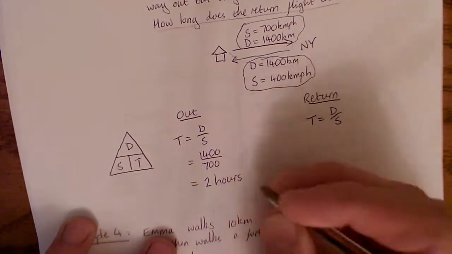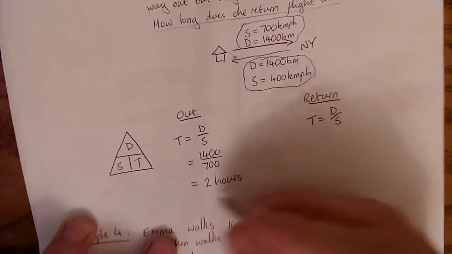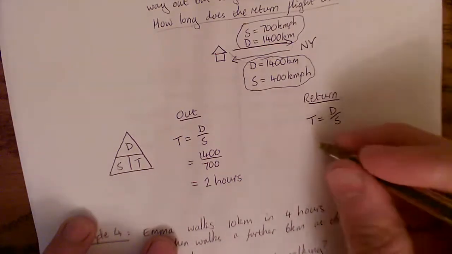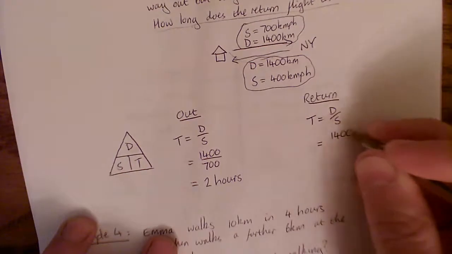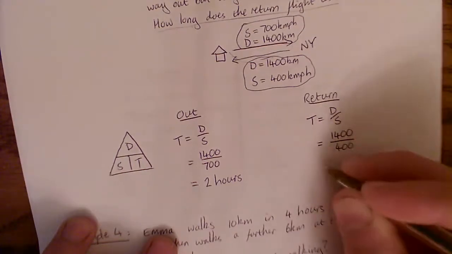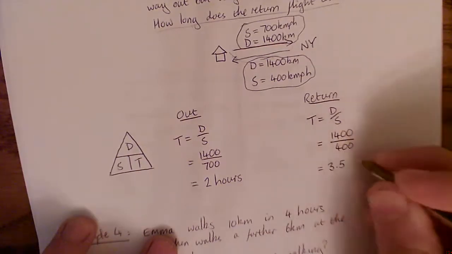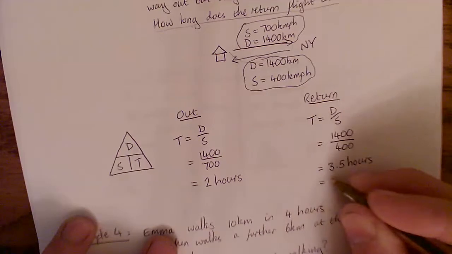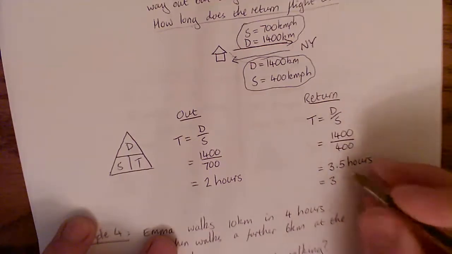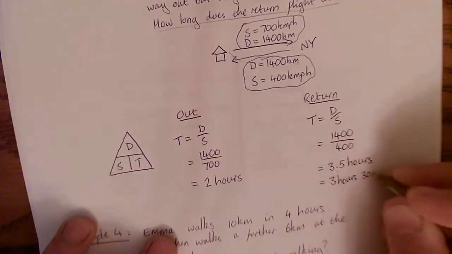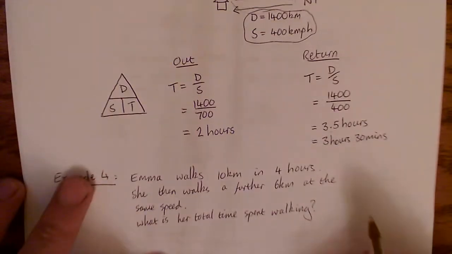Now that is a super fast plane. That's Concorde speed getting to New York. Okay, so 2 hours to get there. On the way back, we have 1,400 over 400. Bit tricky, you might put this in a calculator. You get 3.5 hours for that one. You might want to change that. 0.5 of an hour, or half an hour, is 30 minutes, so that is 3 hours 30 minutes. Okay, so we can give it in hours and minutes rather than just in hours.